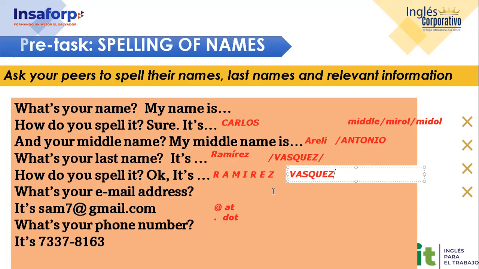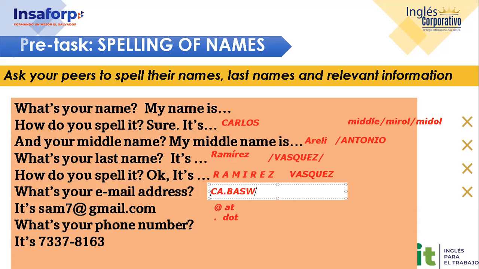What's your email address, Carlos? C A point... B A S Y U E Z. The other B. V, V, I, B, A, S, Y. Q, Q, pardon. Q, U, E, Z. Okay.